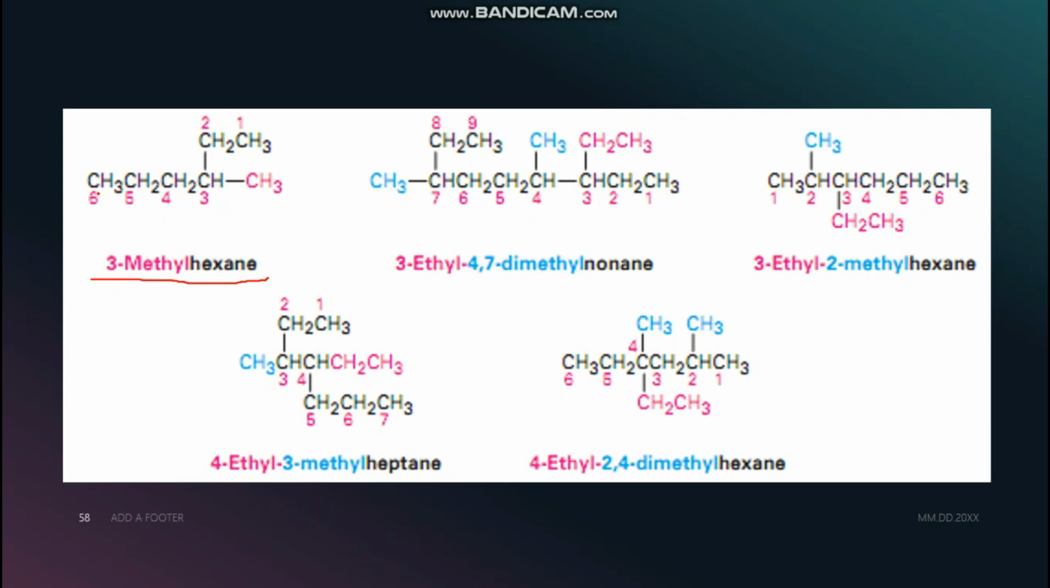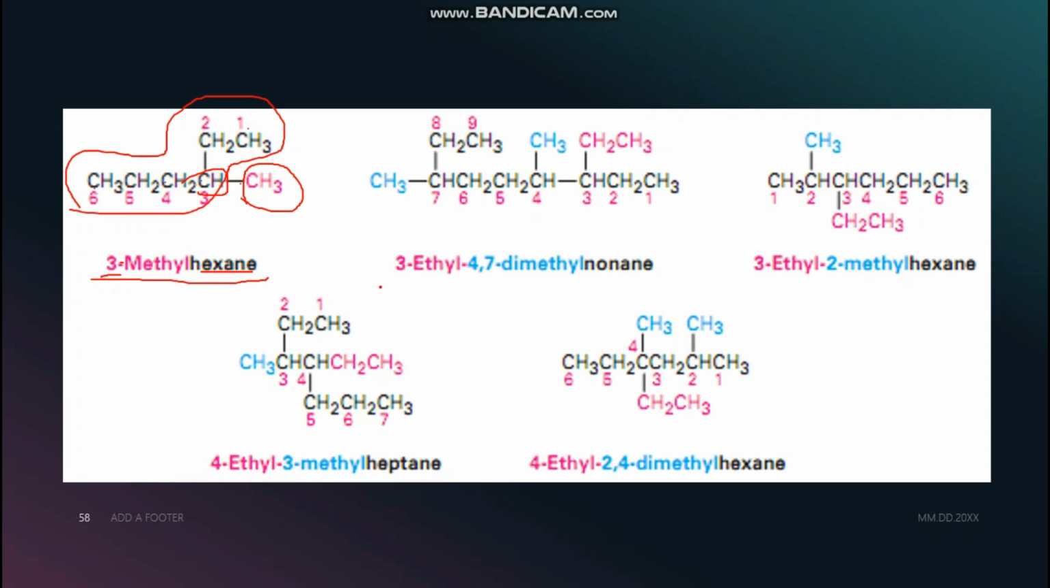Okay, let's find first the longest chain. 1, 2, 1, 2, 3, 4, 5. But when we take turns, ito yung naging parent chain niya, it has 6 carbons. So mas tututukan natin siya. And we would number them kung saan mas malapit yung first branch, which is this one, yung first branch. So, 1, 2, 3, 4, 5, 6. So, ang kanyang substituent is methyl. So, and it is located in the third carbon. So, that's 3 hyphen methyl hexane.